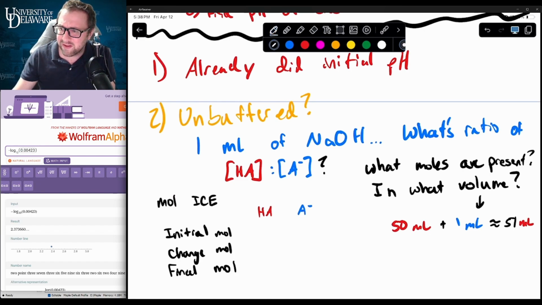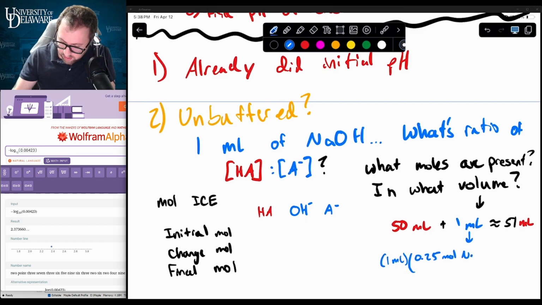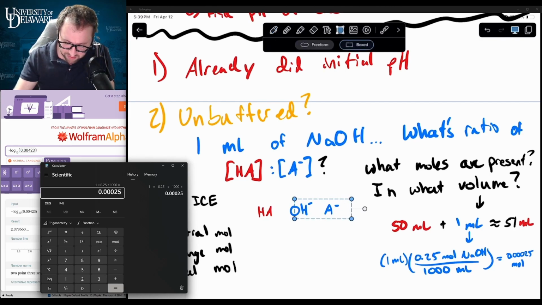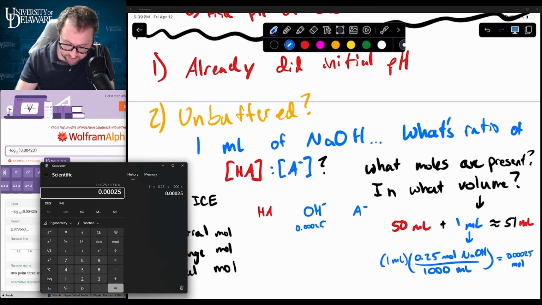Do I need anything else for this? I feel like I'm missing a column. Oh yeah. We need our OH minus here. So we need to find out how many moles of OH minus we're adding. We're adding 1 milliliter times, and this is why I got confused earlier, 0.25 moles NaOH per, and I'm just going to write instead of liter down there 1,000 milliliters, right? Because those are equivalent. Now we have 1 times 0.25 divided by 1,000 gives us 0.00025 moles, right? And probably means we're going to need more space. So we're adding 0.00025. That's what we're starting with.